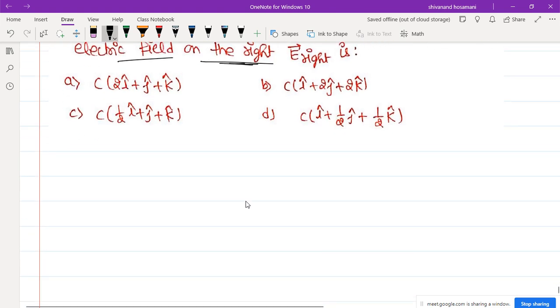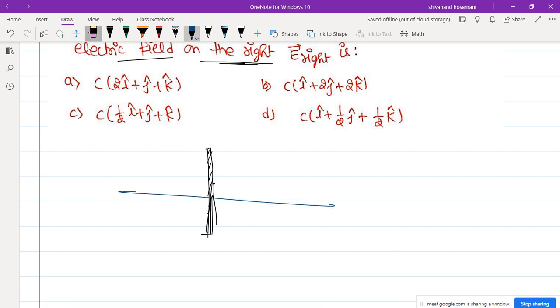See what we do. This is an interface, let us call this the interface. Then for this interface, let us take an incident electric field like this. Wait a second here.